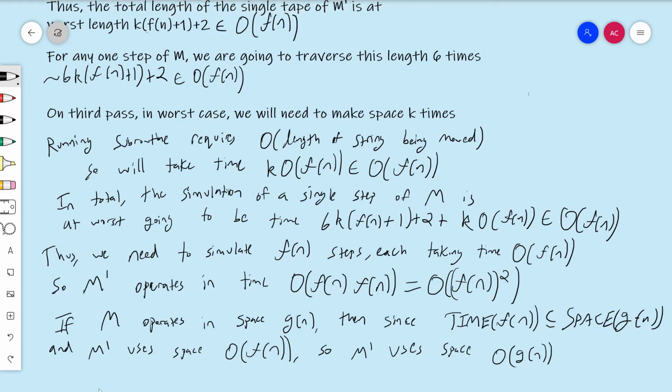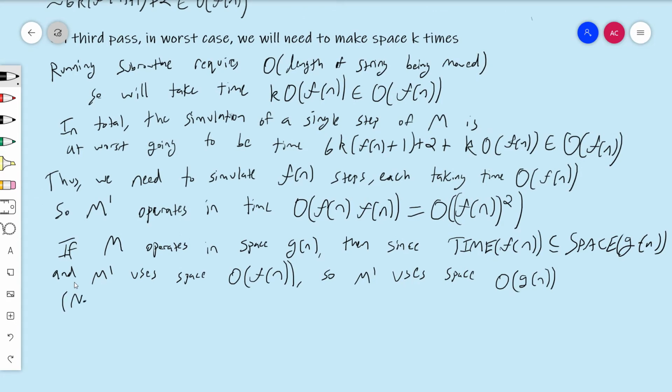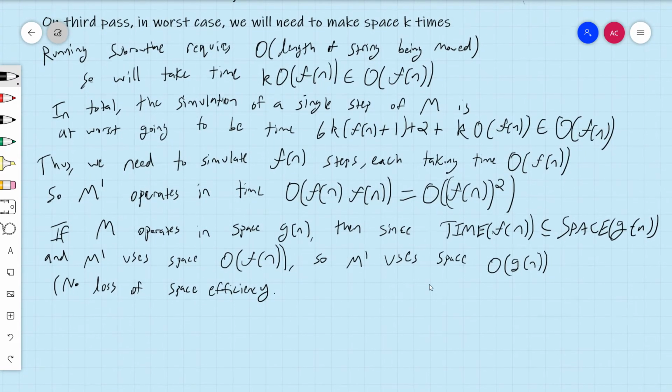My mouse is really glitching out. Okay, there we go. So no space loss. So no loss of space efficiency. Okay, so we have our time to time and space loss. If I want to go from a k-string Turing machine to a single string Turing machine, there's going to be a quadratic loss of efficiency. I should write that.